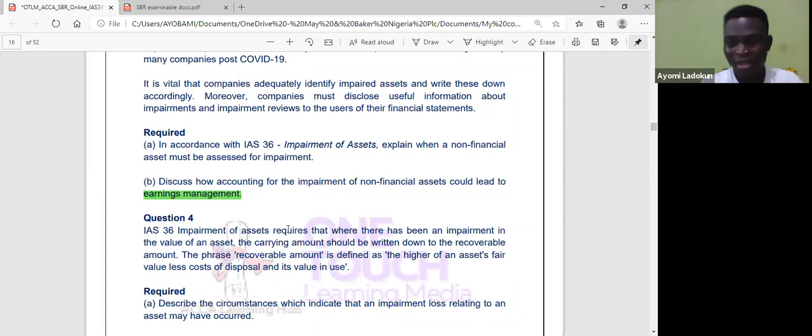And as such, I would have avoided charging impairment losses. I can use it as earnings management. It's as simple as that. That's what the examiner is asking for. And that is an ethical issue.